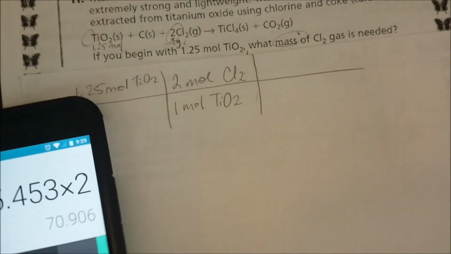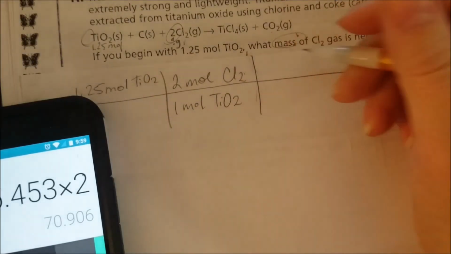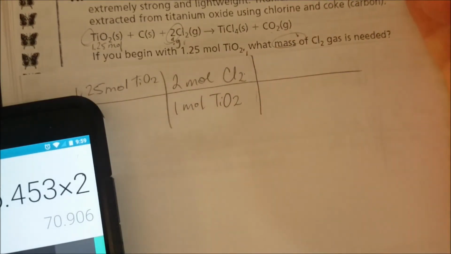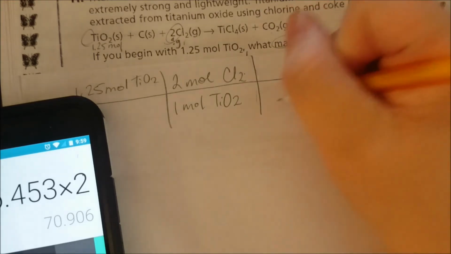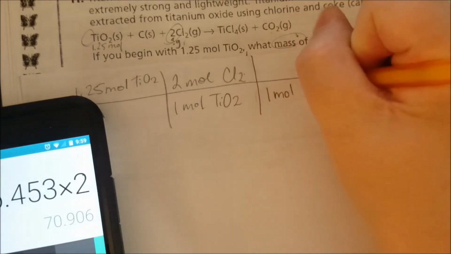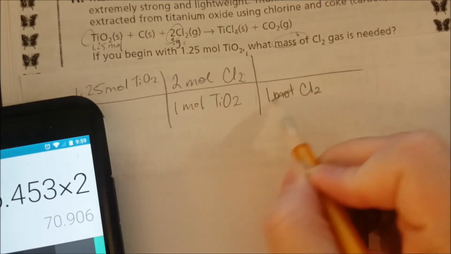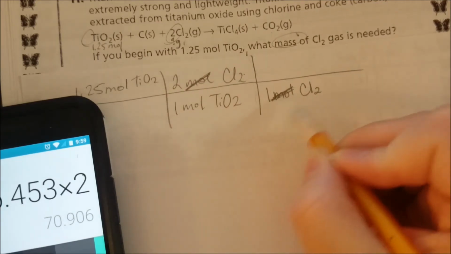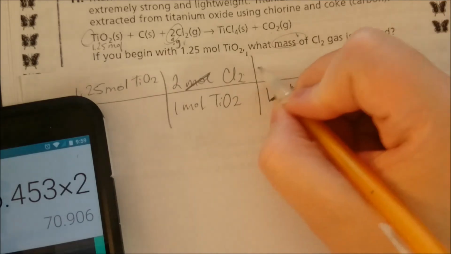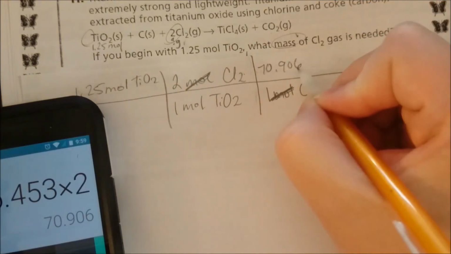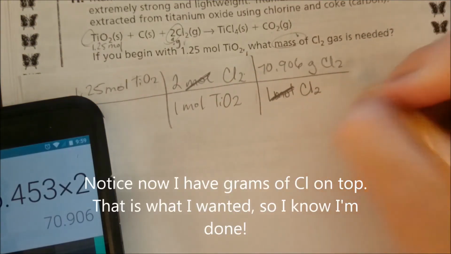Now, here's the important part. Where do you put what? So we know that molar mass is the mass of 1 mole. So the 1 mole is going to go down here. And look why I do that. I need moles down here so the moles cancel out. And then 70.906 grams of chlorine.